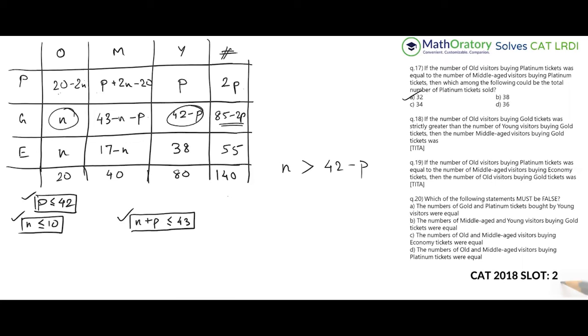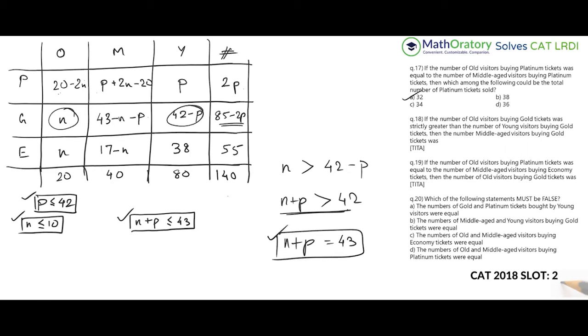So check this out. This is telling us something about N plus P, right? So N plus P is greater than 42. But if you remember, N plus P has to be less than equal to 43. So if N plus P has to be greater than 42, the only value that is feasible is N plus P equal to 43. It cannot exceed 43, right? So this is something that we have understood now. So N plus P has to be 43.